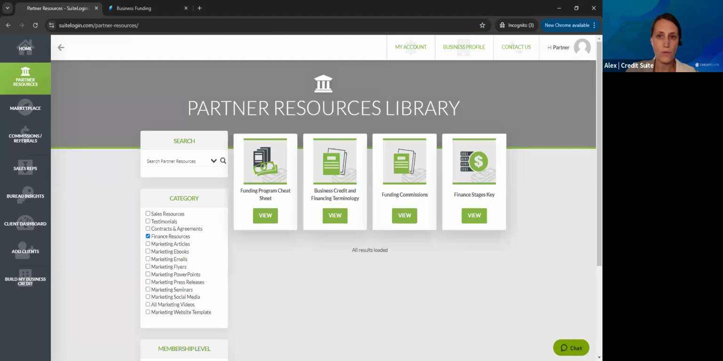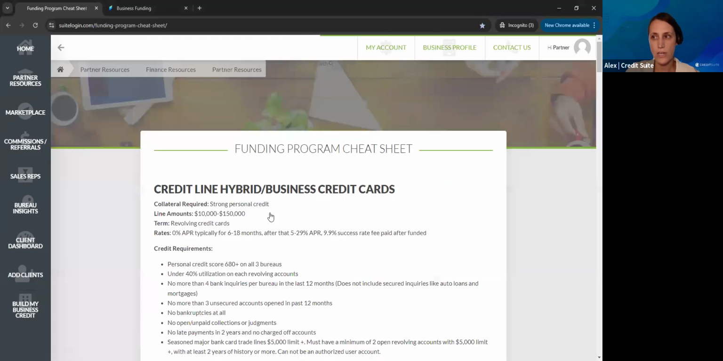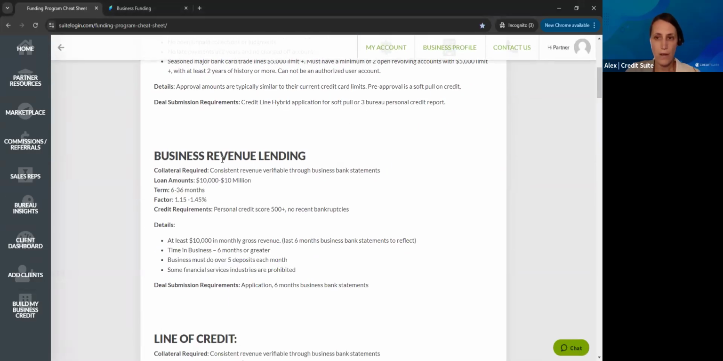That's going to give you a breakdown there of what the commissions are for different types of lending. So that'll give the breakdown listed right in there for you.